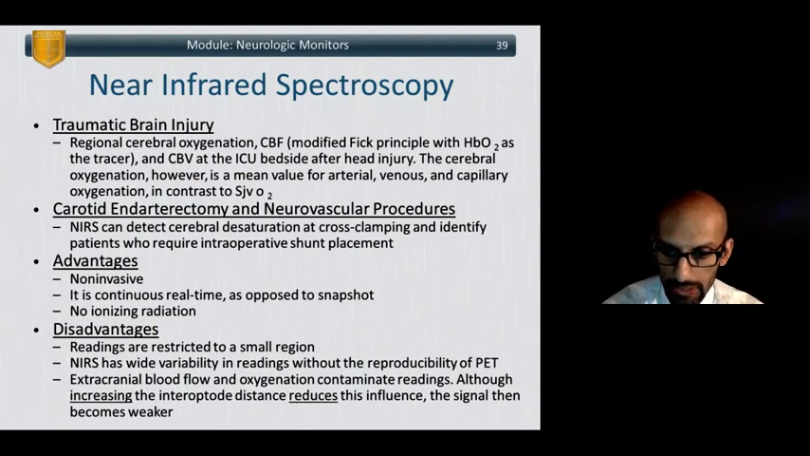Extracranial blood flow can contaminate your reading. Remember, it's arcing through the brain, so you're capturing blood that is not going through the brain. It's going through the scalp, and so on and so forth. So branches of your external carotid are going to interfere with your reading. And that ultimately relates to the interoptode distance. Increasing that distance increases the light coursing through the brain tissue and the relative preponderance of brain relative to extracranial blood, but the signal ultimately becomes weaker because there's just more interference in between.